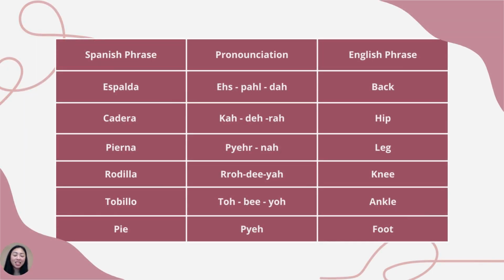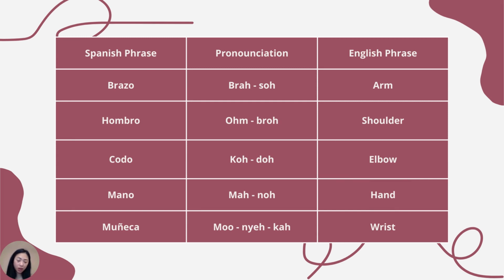Now on to the Spanish lesson, and in this lesson I will be teaching parts of the anatomy in Spanish. The first one is espalda, which is back, cadera, which means hip, pierna, which means leg, rodilla, which is knee, tobillo, which is ankle, and pie, which is foot. And this is now part of the upper extremities. So brazo, which is arm, hombro, which is shoulder, codo, which is elbow, mano, which is hand, and muñeca, which means wrist.